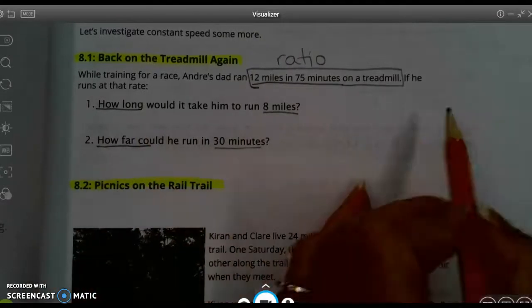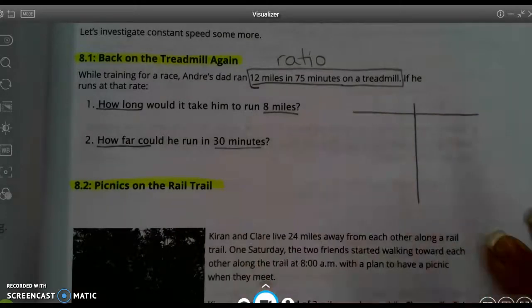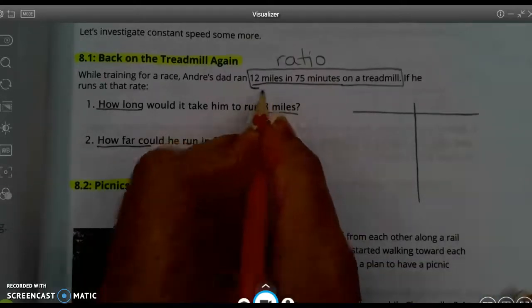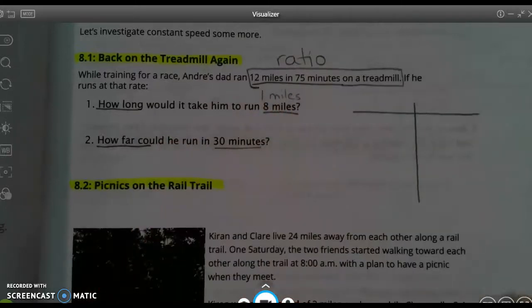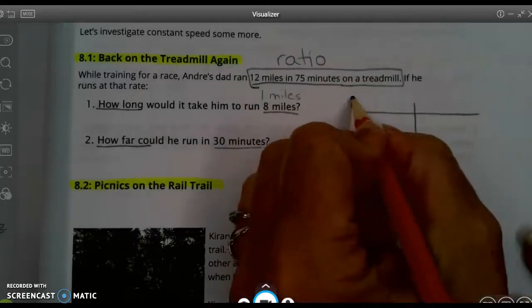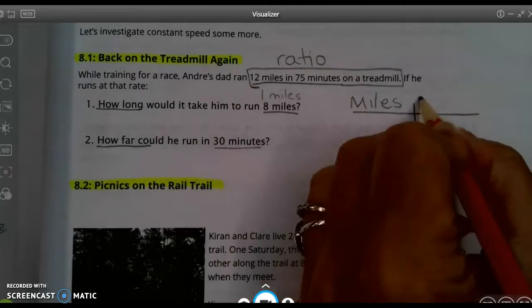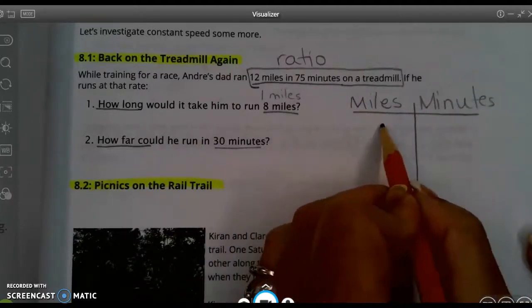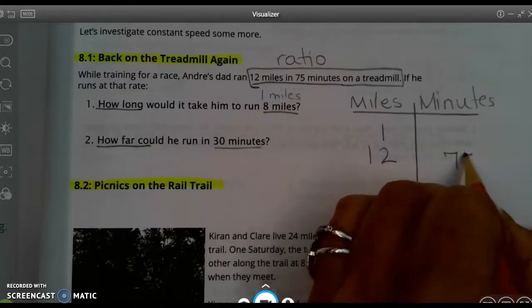Alright, so I'm going to create a table. And I want to know, how long does it take him to run 1 mile? So the problem doesn't ask me for that, but I'm just thinking ahead. So I'm going to put my headings as miles and minutes. So how long does it take him to run 1 mile if he runs 12 miles in 75 minutes?